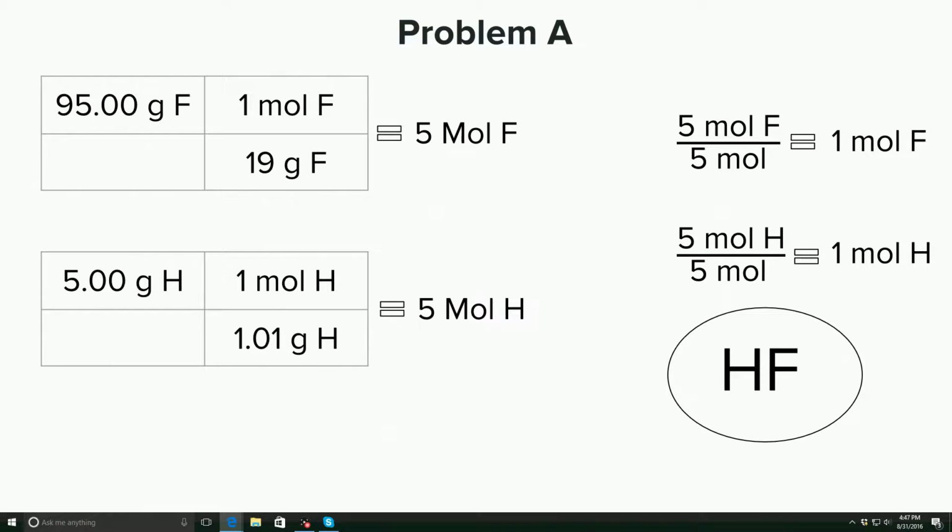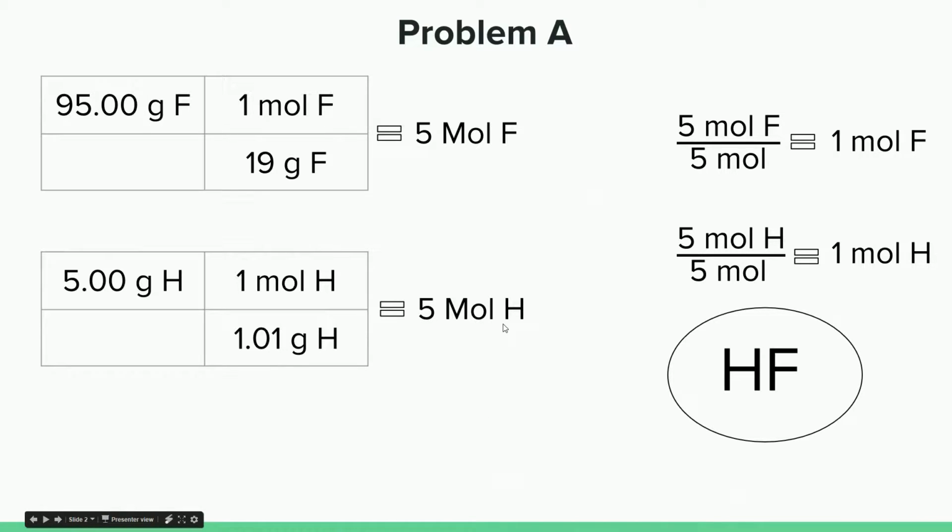Question A asks us to determine the empirical formula of the gas from the data given to us. First, we take the 95% fluorine and assume the compound was 100 grams. So the 95% fluorine turns into 95 grams, and the leftover 5% hydrogen turns into 5 grams. Then we convert the 95 grams of fluorine into moles using its molar mass of 19, which gives us 5 moles of fluorine. We do the same thing for hydrogen.